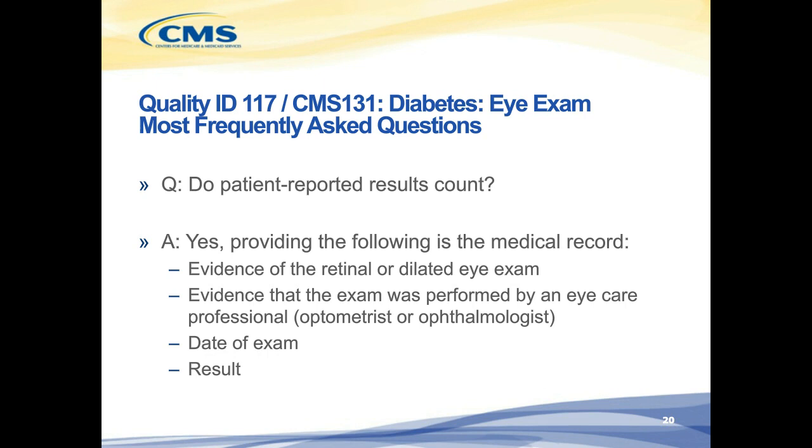First, there must be evidence that the exam was performed during the measurement year or the year previously, that the exam was performed by an eye care professional, an ophthalmologist or an optometrist, the date of the exam, and the results. So the patient would have to be able to provide all that information, and it has to get into the chart in some structured field that is reportable by an e-measure. But if it came from the patient and it met all those criteria, we would allow it for this measure.